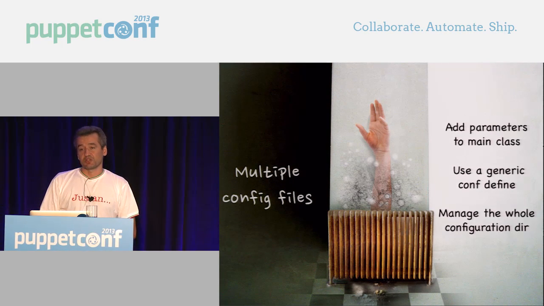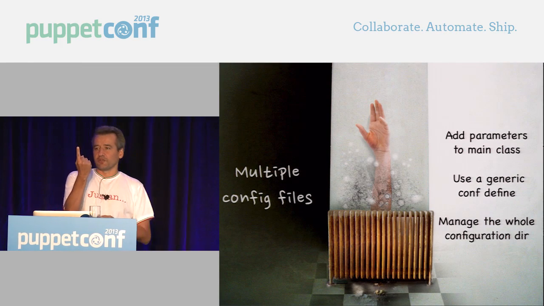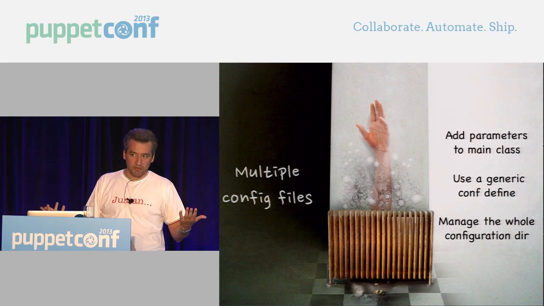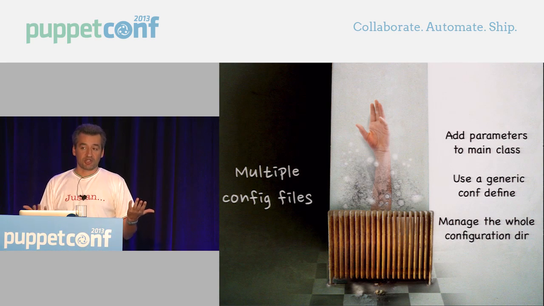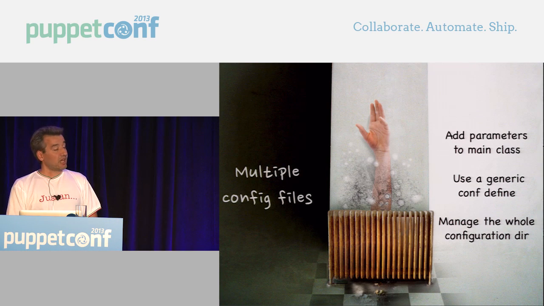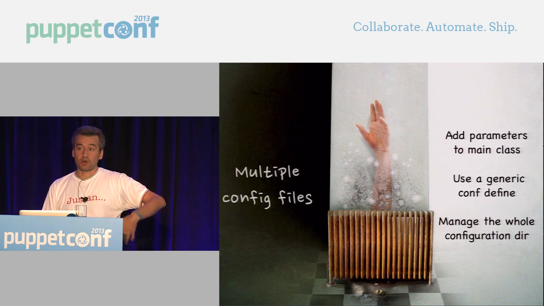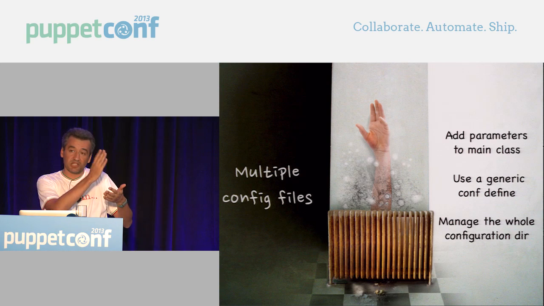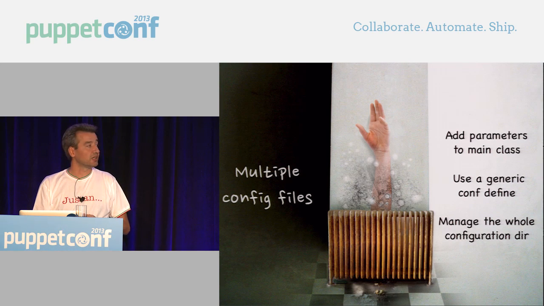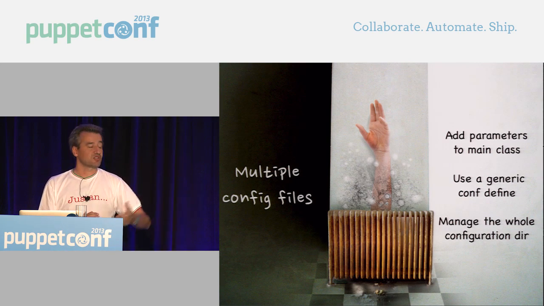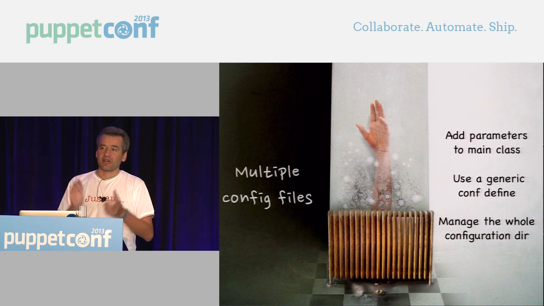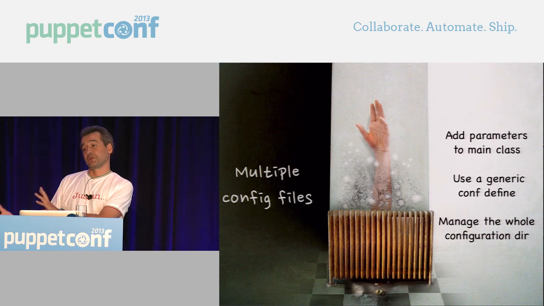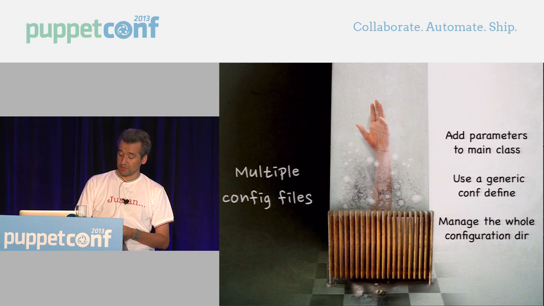Most of the time you need to configure not only one configuration file, but many configuration files for applications. And here you can find different approaches and alternatives. You can add parameters to your own main class to manage all the specific attributes of the extra files you have to manage. You may use a generic conf define or also the whole configuration directory. Let's see these examples.